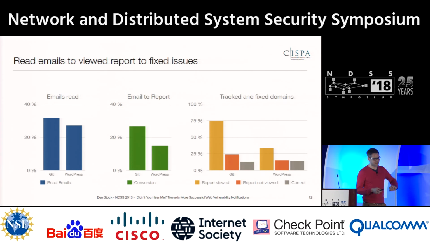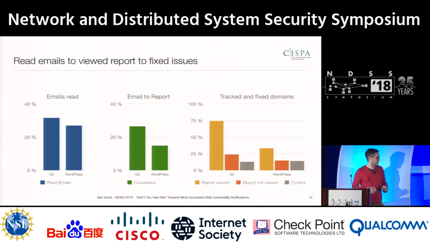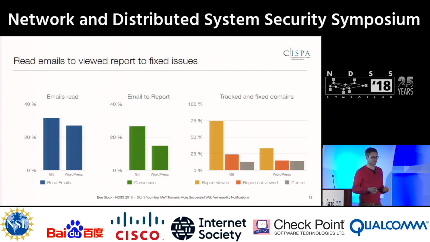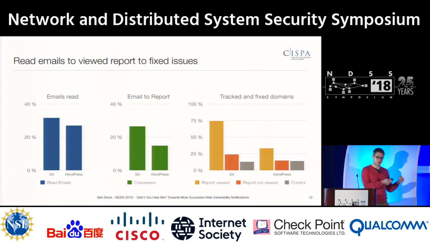And we see that for Git, about 3/4 of the domains could fix the problem after viewing the report. For WordPress, it was just a third. But what I find even more interesting is if we look at the other 2 columns here, these are those domains that did not view a report, but that did get our email. They were tracked compared to the control group.